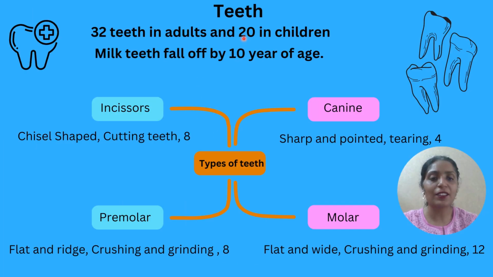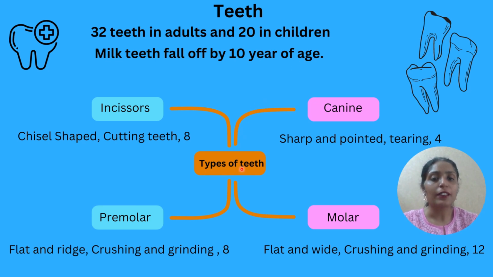Our mouth contains two jaws, upper jaw and lower jaw. For adults, 32 teeth in total, 16 in upper jaw and 16 in lower jaw. For children, these teeth are 20 in number, 10 in upper jaw and 10 in lower jaw. Children's teeth are temporary, they fall off by the age of 10 years. These are milk teeth. Then they are replaced by permanent teeth.